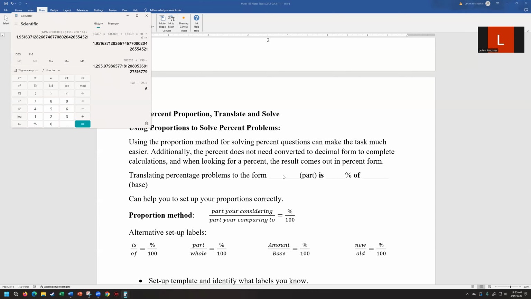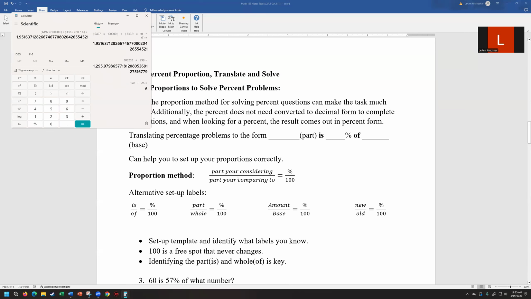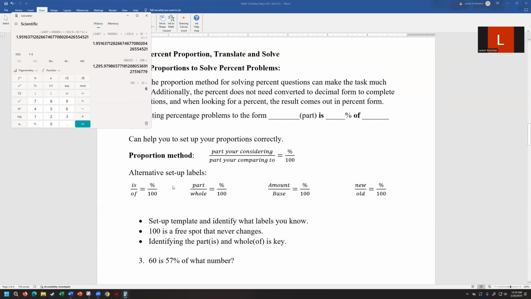So you're going to be having questions like this where they say blank is what percent of blank, or what is a certain percent of blank. So you're going to be finding one of these 3 missing pieces and you'll have the other 2. So when we set these up, we have our part we're considering over part we're comparing to is the percent over 100. Now, that is not always easy to determine: what are you considering or what are you comparing? So we use keywords. The is over the of is equal to the percent over 100. Another way of thinking of that is your part over your whole is equal to your percent over your 100. You could also think of it as the amount you're given over the base is equal to percent over 100.